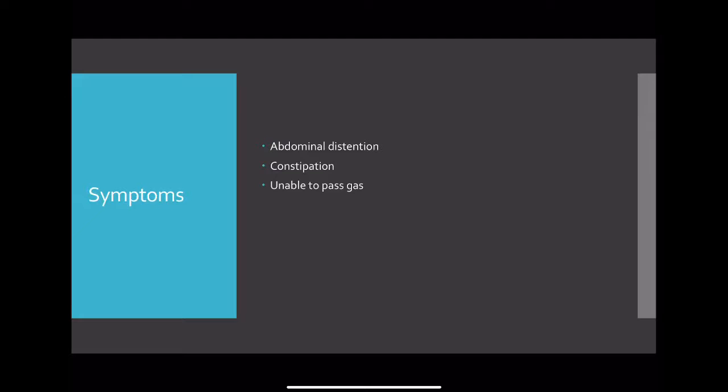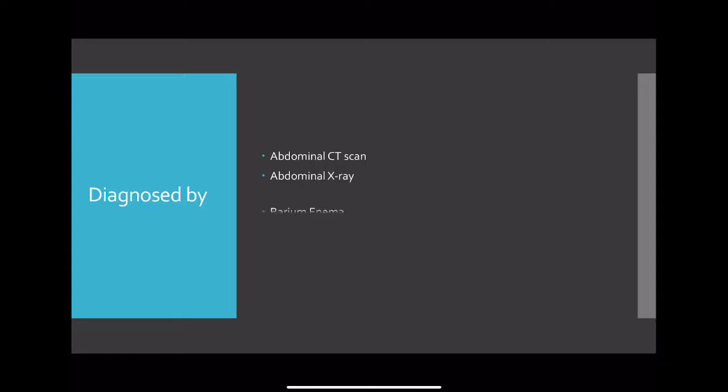Symptoms: you can have abdominal distension, constipation, you may be unable to pass gas, you may have diarrhea, vomiting, or breath odor. It's usually diagnosed by an abdominal CT scan, an abdominal x-ray, barium enema, or upper GI and small bowel series.